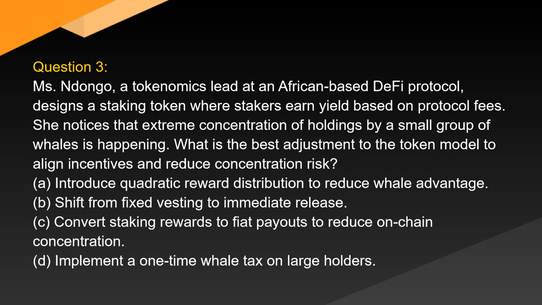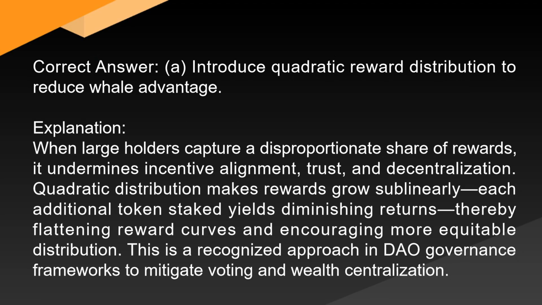A. Introduce quadratic reward distribution to reduce whale advantage. B. Shift from fixed vesting to immediate release. C. Convert staking rewards to fiat payouts to reduce on-chain concentration. D. Implement a one-time whale tax on large holders. Correct answer. A. Introduce quadratic reward distribution to reduce whale advantage.